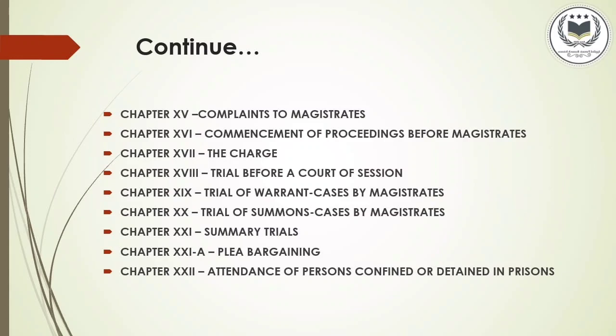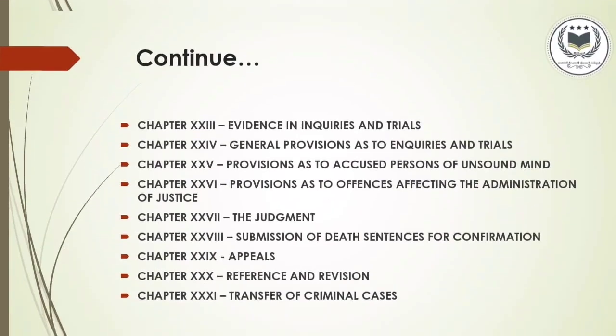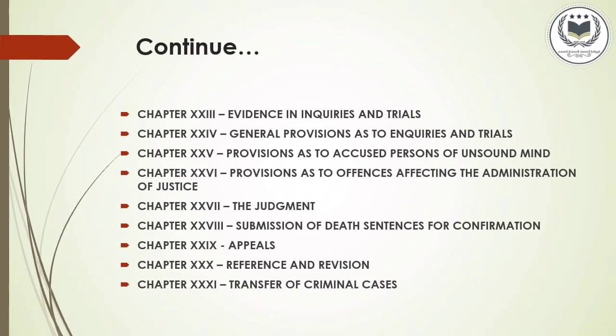Chapter 20 Trial of Summon Cases by Magistrate. It has total 9 sections. Chapter 21 that is Summary Trials. It has total 14 sections. Chapter 21a that is Plea Bargaining. It has total 4 sections. And Chapter 22 that is Attendance of Person Confined or Detained in Prison. It has total 6 sections. Chapter 23 that is Evidences to Enquiries and Trials. It has total 29 sections.